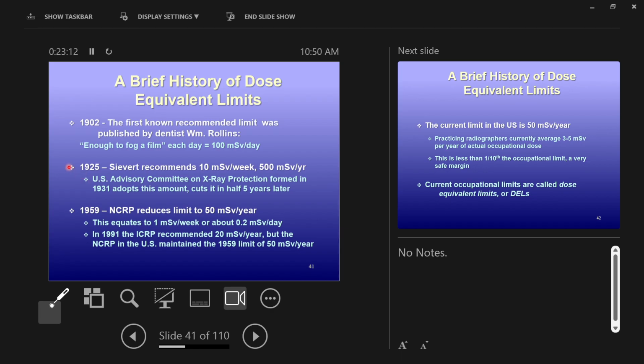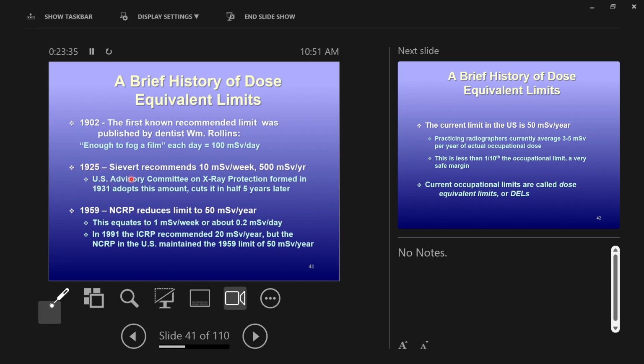People have started to die. Clarence Daly was still alive in 1902, so we didn't even have our first radiation-caused death yet. He died in 1904, okay? But by 1925, people are dying. We want to know, how can we stop this? We know about time-distance shielding, okay? Cardinal rules of radiation safety. And so we get this recommendation.